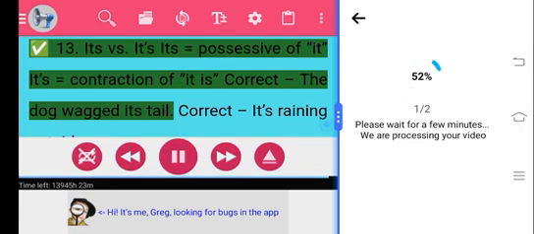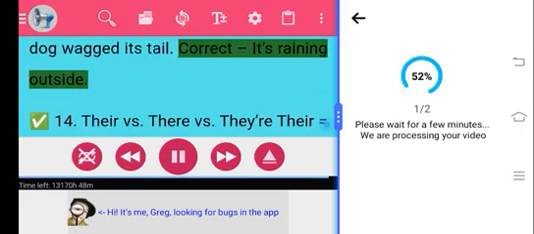Checkmark 13. Its versus it's. Its equals possessive of it. It's equals contraction of it is. Correct: The dog wagged its tail. Correct: It's raining outside.